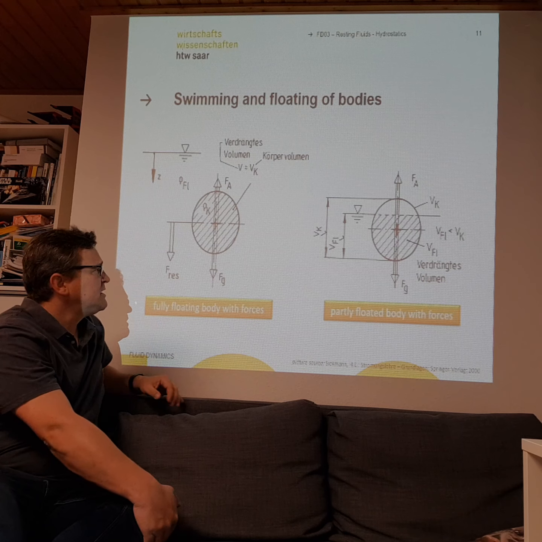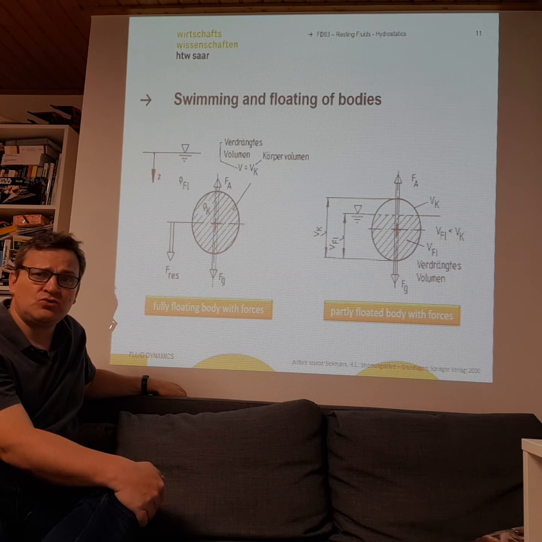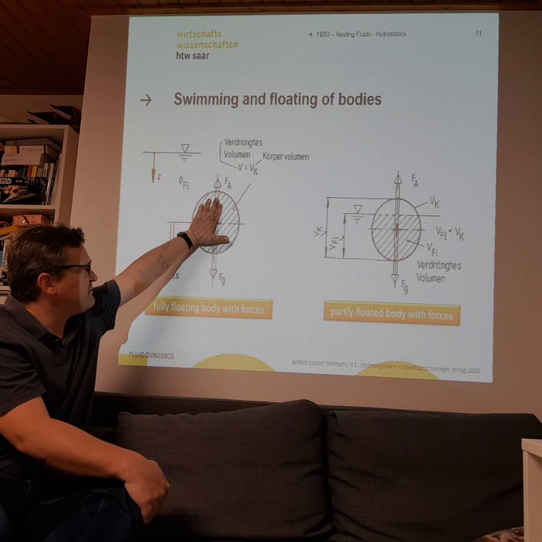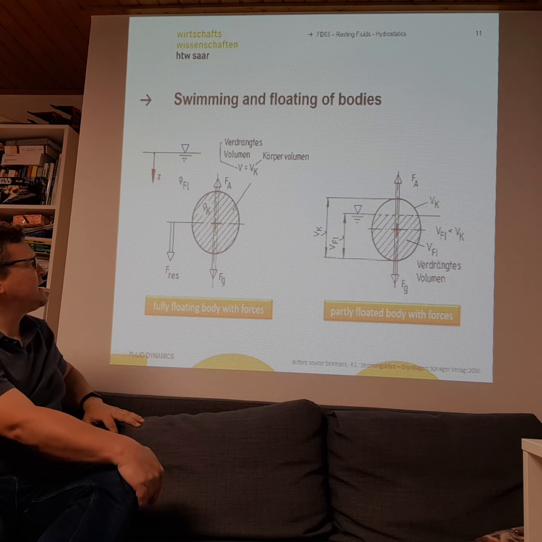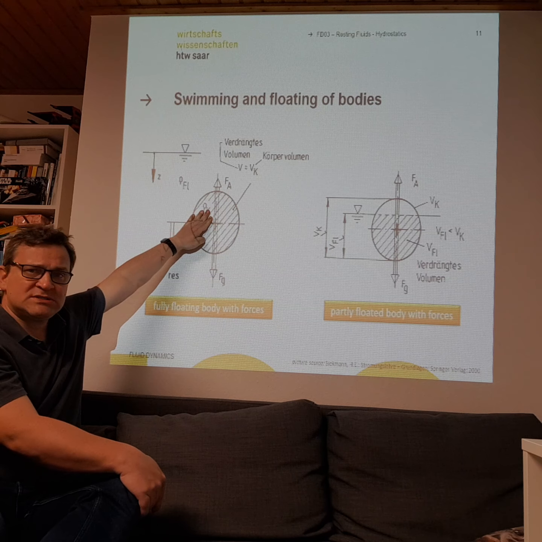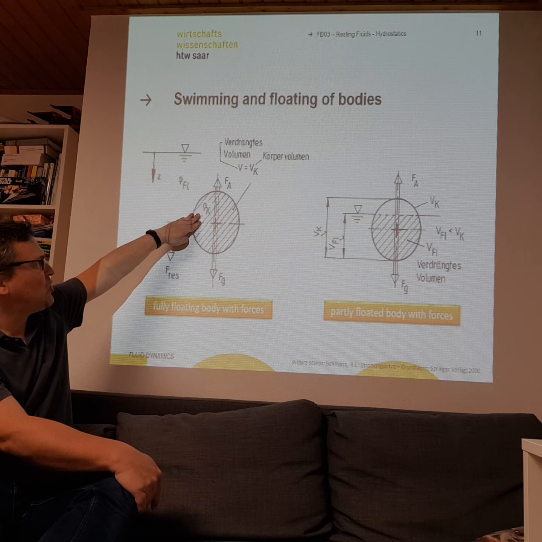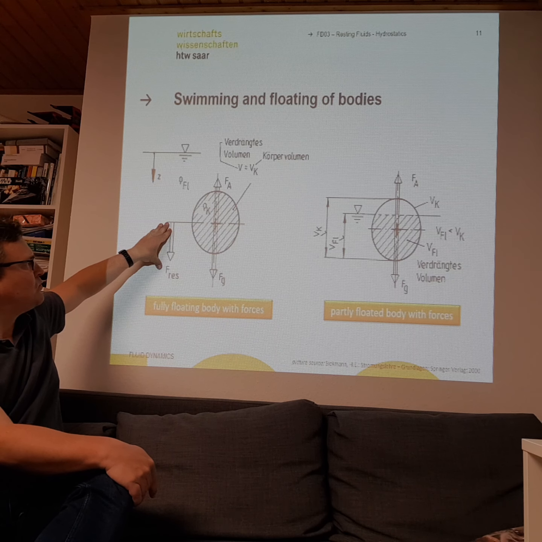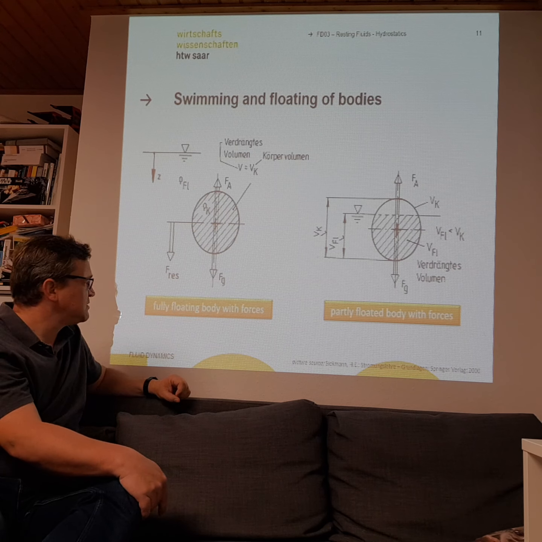Here is more or less the same, and in this slide I ask you, why would the body swim? I think I already explained it. If you have a body, for example a ball made of wood or a tree log, then you always have a force upwards, and the force upwards depends on the density difference of the wood subtracted by the water, times gravity times volume, and the gravity constant.